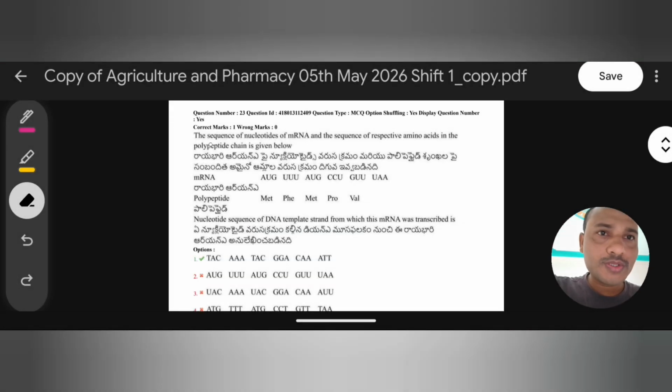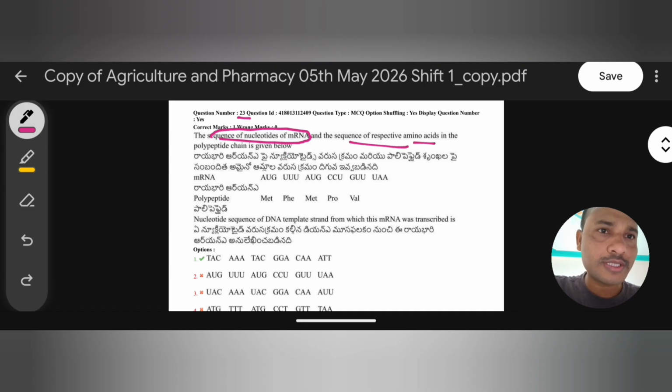So next, the 23rd question. Here the sequence of nucleotides of mRNA is given, and the sequence of respective amino acids in the polypeptide chain is given below. What we have to do is find out the nucleotide sequence of the DNA template strand from which this mRNA was transcribed. So first let's start the discussion on this question.